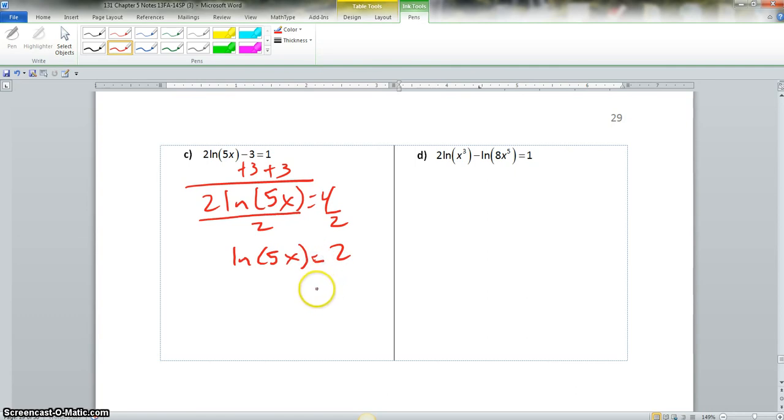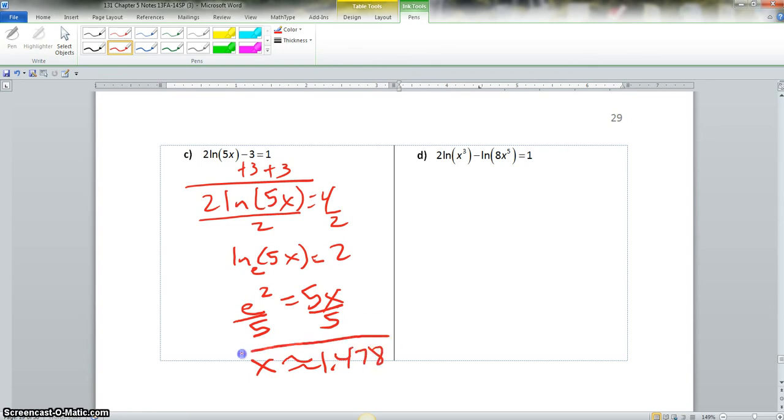Now, again, what we need to do, we need to get x by itself here. So what we could do is this here. We have natural log of base e, 5x is equal to 2. Remember, this base is e, so we would write this as e to the second power is equal to 5x. Now we would divide each side by 5. And we will have x is approximately 1.478.